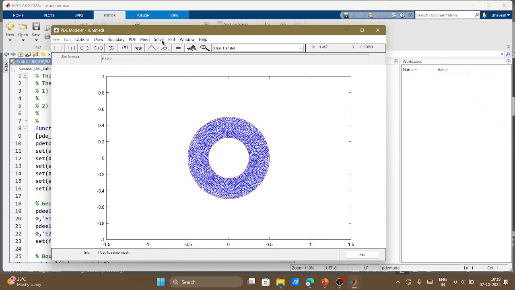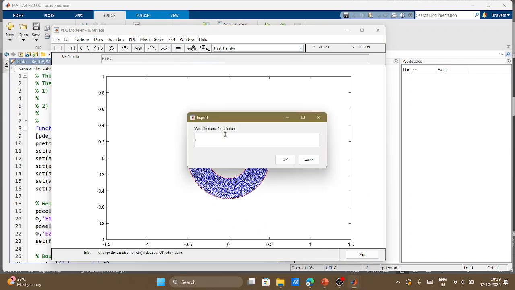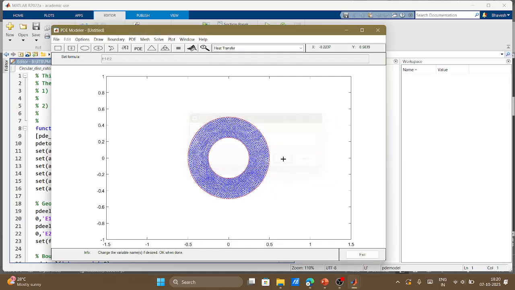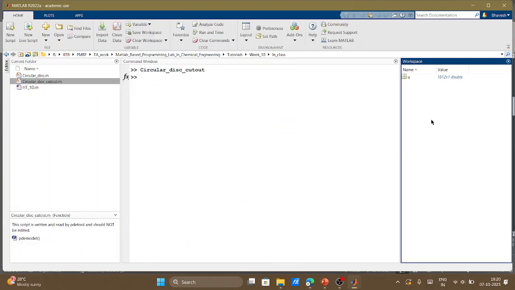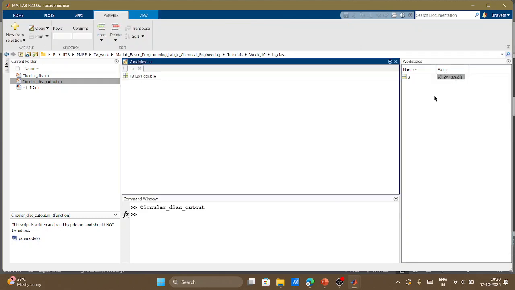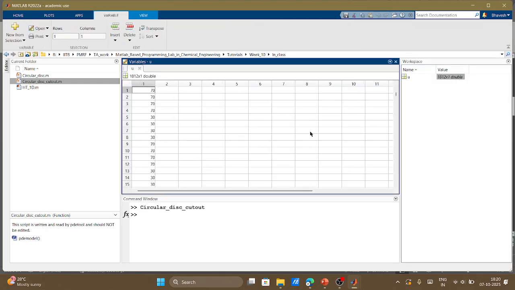If you look at the solve part, when you click on it you have an export solution option. In the export solution option, we have a variable name for the solution, which by default gives only u. If you press OK, here in your workspace the u variable is created, which you can see is a vector with some 1800 entries, right? And these are the temperature values.